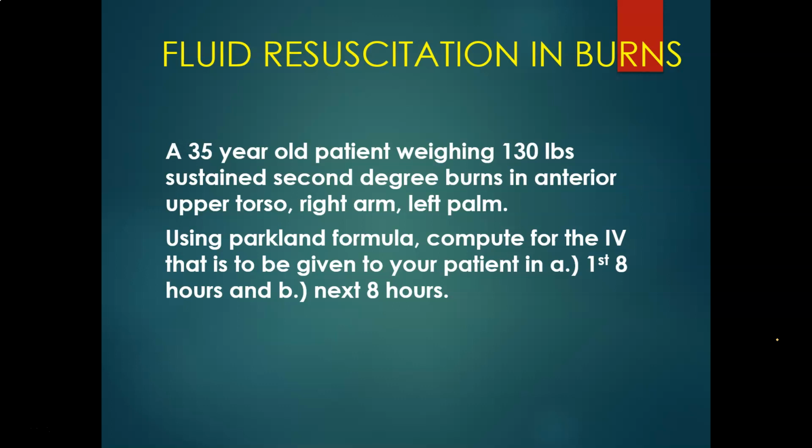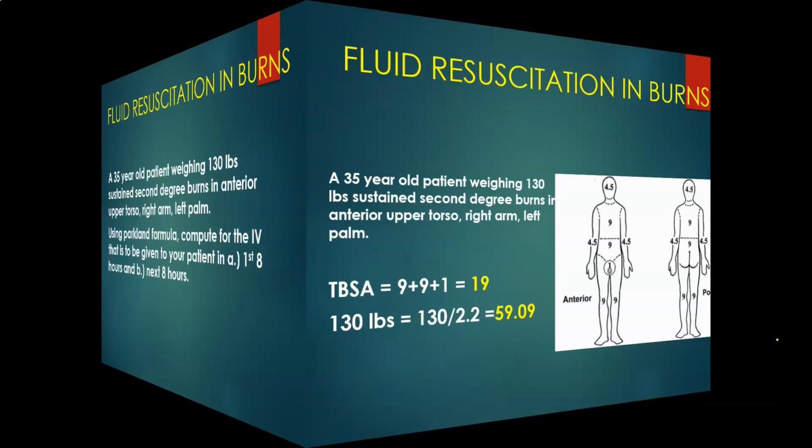So we have here a situation, a 35-year-old patient weighing 130 pounds, sustained second-degree burns in anterior upper torso, right arm, left palm. So the activity is, using the Parkland formula, compute for the IV that is to be given to your client in the first 8 hours and in the next 8 hours. Okay? So please mind the question. First 8 hours and in the next 8 hours. Okay? So how are you going to do that?